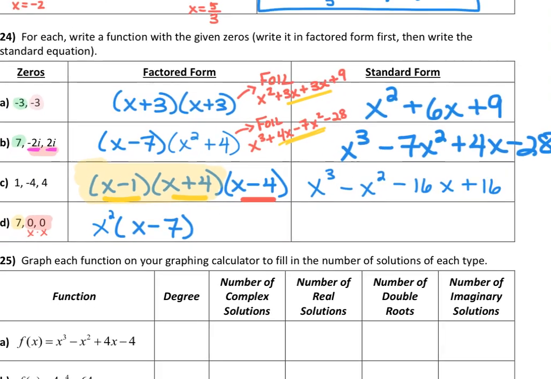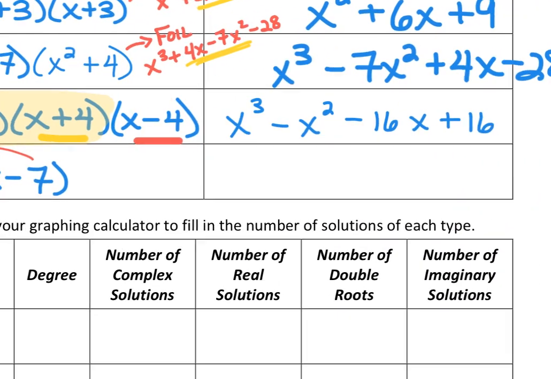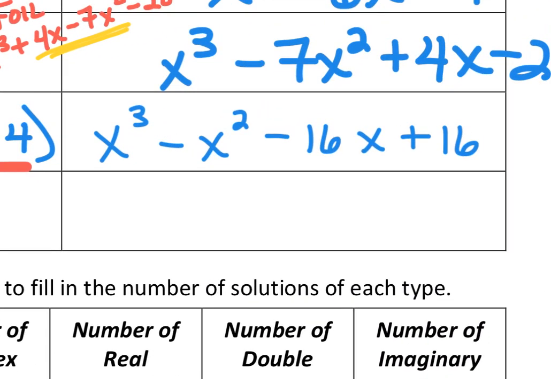And in this last one, I'm just going to distribute x squared times those two terms, and I get over here x cubed minus 7x squared.